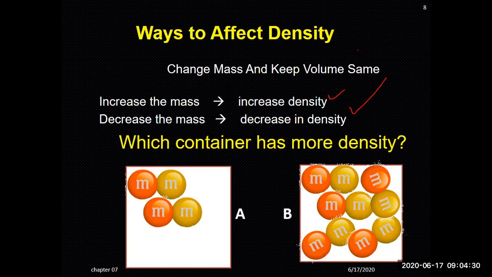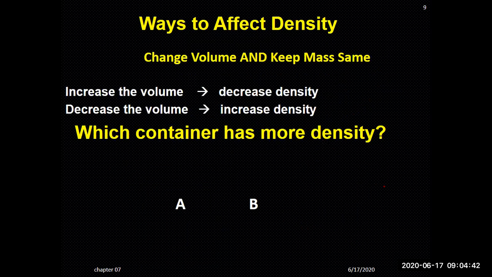Decrease the mass, decrease the density. This is the second point. Increase the mass, increase the density. It happens in case of container B. You have increased the mass and you increase the density. Another way to affect density is to change the volume and keep the mass constant. Increase the volume, decrease the density, and decrease the volume, increase the density.